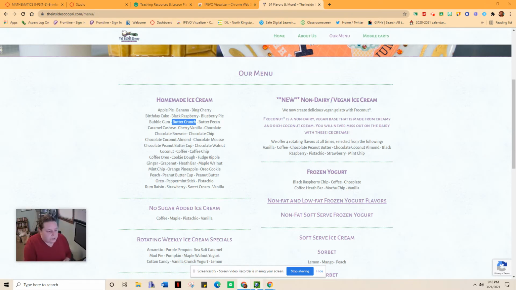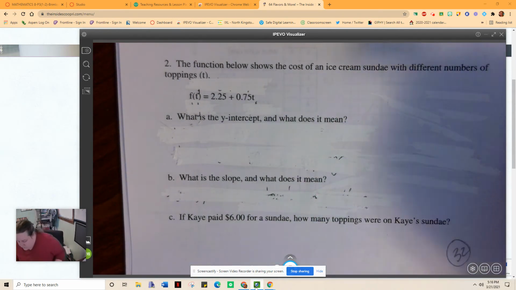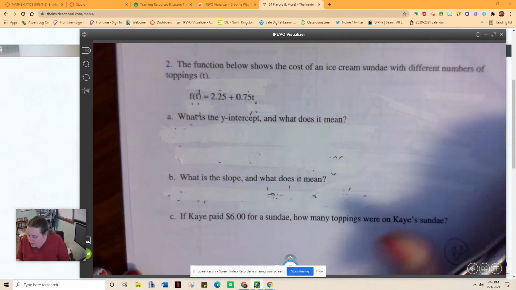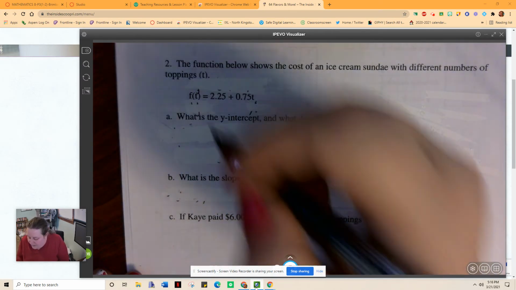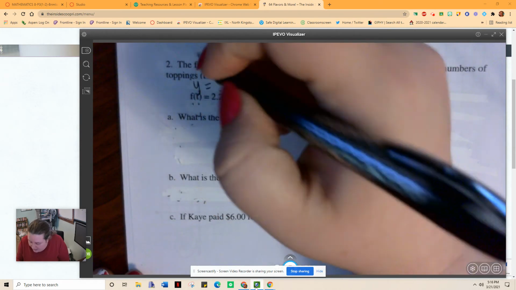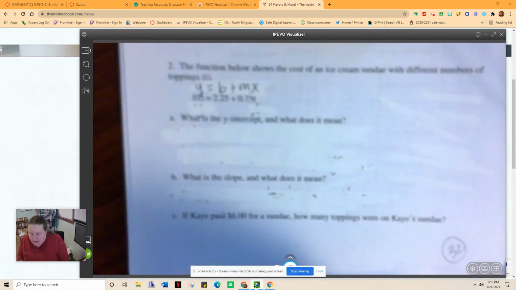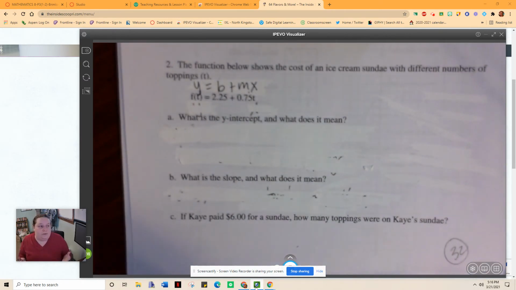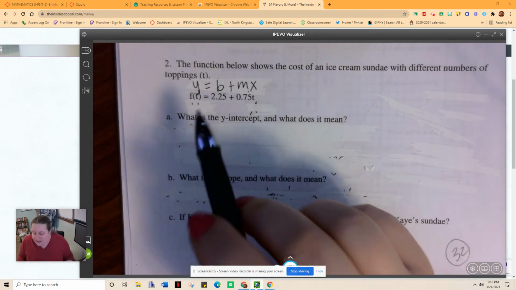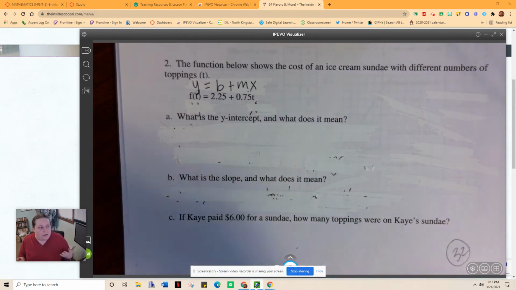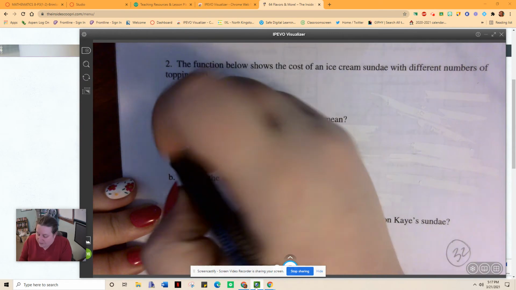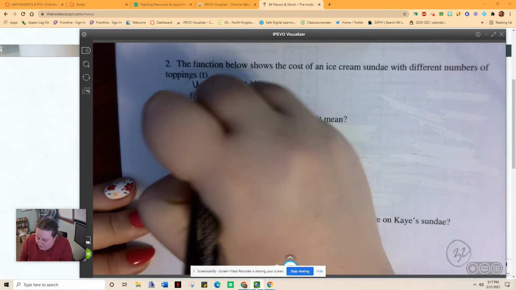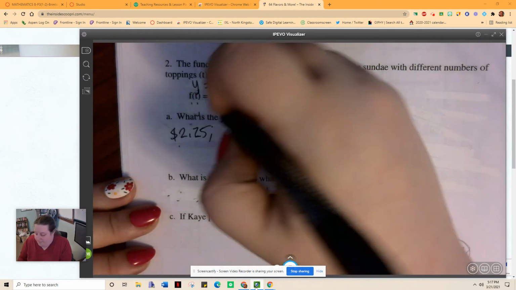Okay, so let's take a look at this in terms of our scenario, in our equation. All right, so base cost would be my y-intercept, what I'd start with. And based on the form of this, this is like saying y equals b plus mx. Now I know this just because I know slope-intercept form. And the y-intercept is the constant by itself. So that means that 2.25 is the y-intercept, or the base of the sundaes before toppings. So we're going to write $2.25 is the y-intercept.